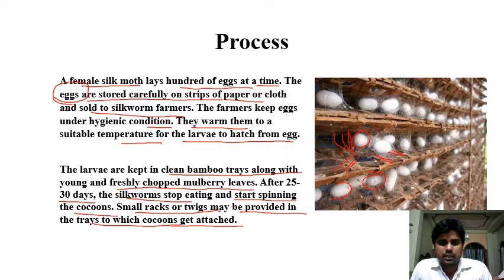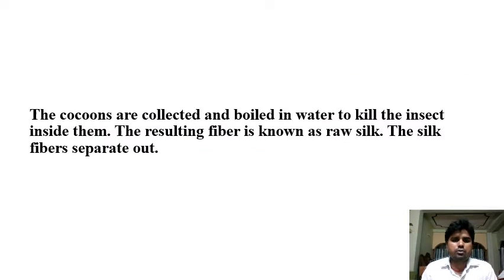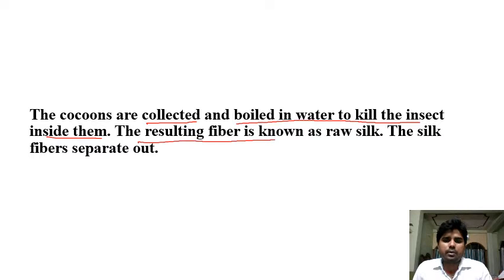So we can see here that just after 25 to 30 days, the silkworm stop eating and they start spinning the cocoon. Okay, and then they make more and more amount of white thread-like structure, which is known as cocoon. Now see students, the cocoons are collected and boiled in water to kill the insect inside them. The resulting fiber is known as raw silk. The silk fibers separate out.